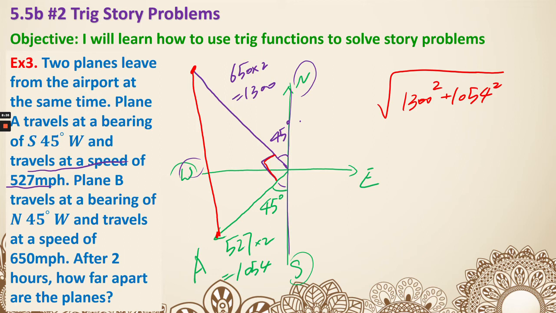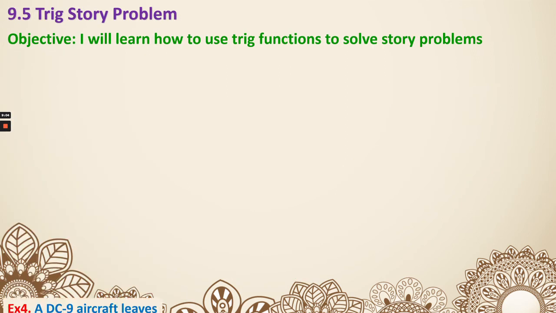We're still going to follow the same requirement to round to 2 decimal places. After I type the whole thing into the calculator, square root of 1300 squared plus 1054 squared, in parentheses, that is going to be 1673.6. Don't forget a unit, miles. That is example 3. Next, example 4.